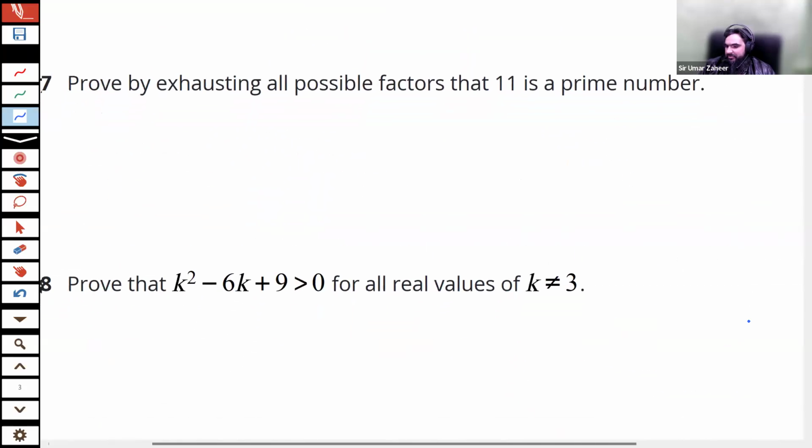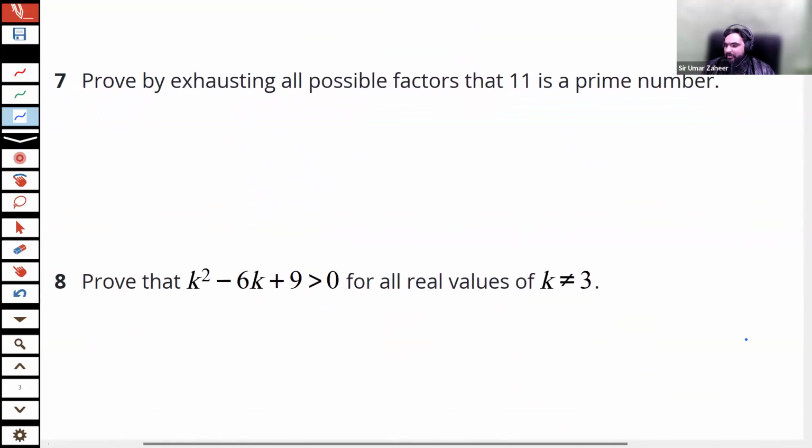Go for the next one. Prove by exhaustion, using all possible factors, that 11 is a prime number. Okay, we have to do it step by step. We have to show that 11 is a prime number, so we have to check whether 11 is divisible by 1, 2, 3, 4, and then it will be a multiple of this one. After the midpoint, we have to jump directly to the 11 value. So 11 divided by 1 is 11. Look here, it is divisible by 1.